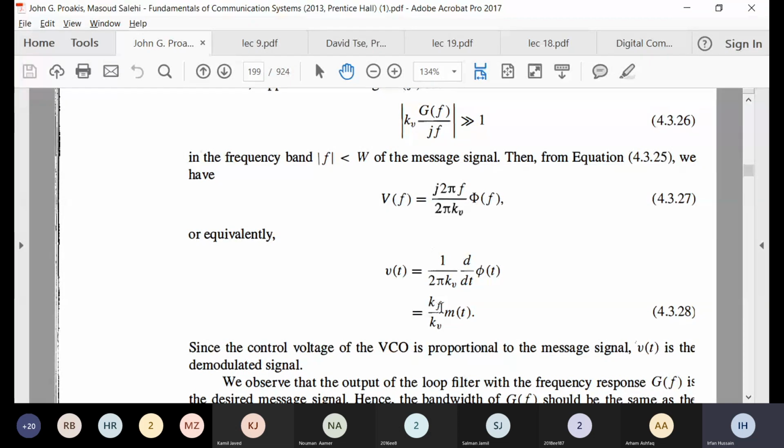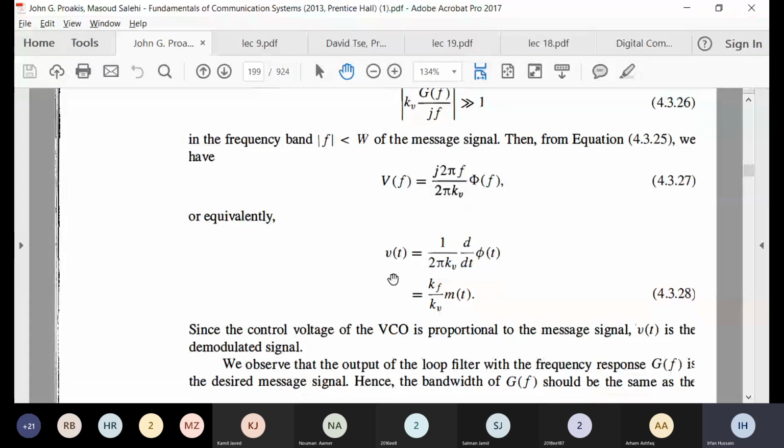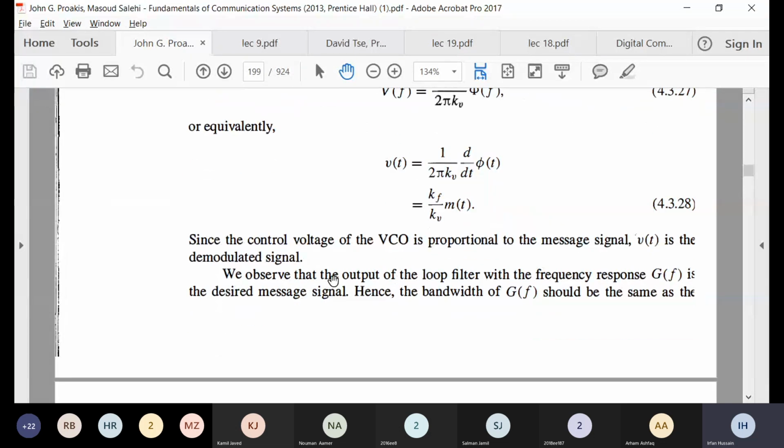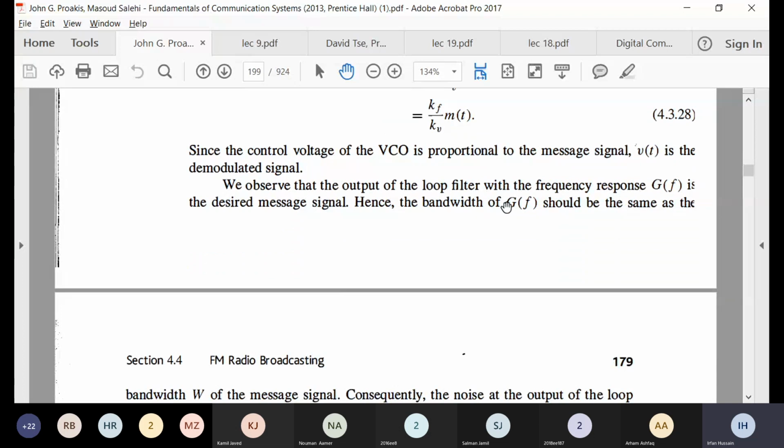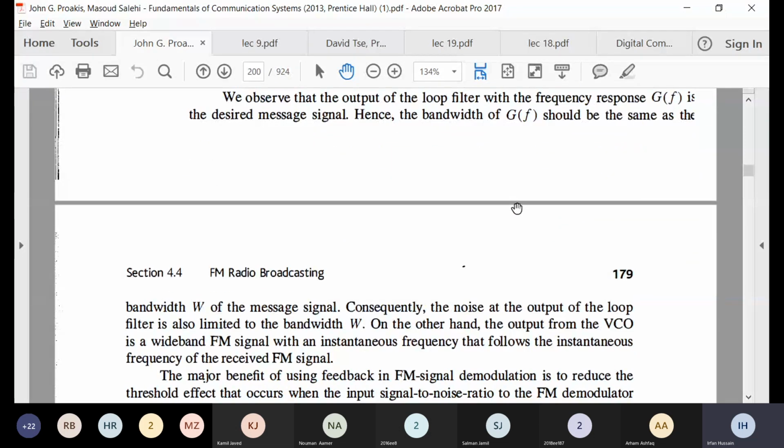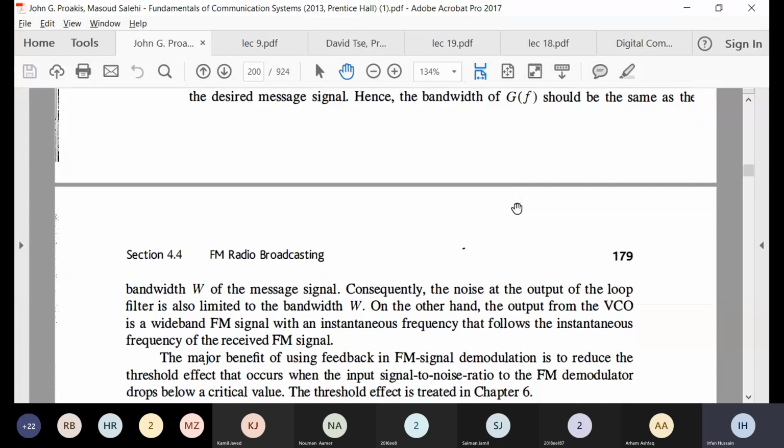All right. So the message signal is going into the VCO. The VCO is producing an FM signal, which is trying to be of the same phase as the input signal. And if there is error, that error generates the control voltage, which is the message signal. Hence, you can get the message signal v(t) as the output of the control voltage. So this is the desired message signal coming out of the G(f) filter, or the loop filter. And the G(f) bandwidth is the same as the message bandwidth, not the bandwidth of the FM signal, as was happening in previous demodulators. So the noise output of the filter has a bandwidth of W. The VCO output is an FM signal that is trying to follow the FM of the received signal. And the major benefit is that we will see in chapter 6 that the threshold effect is reduced.